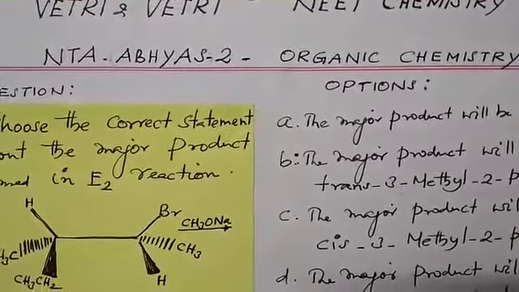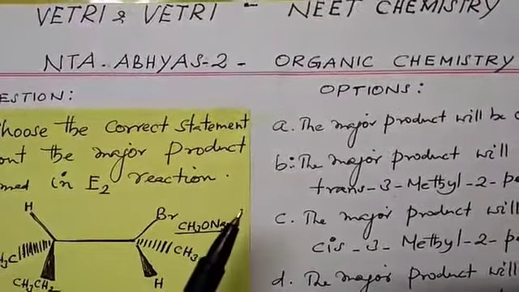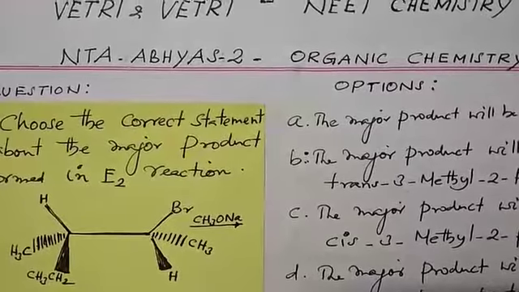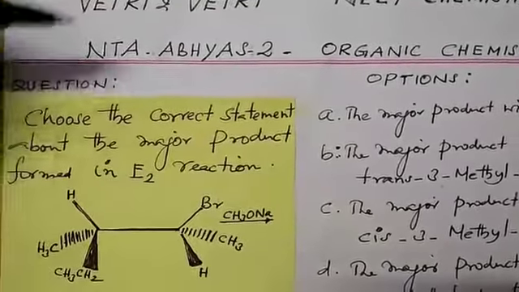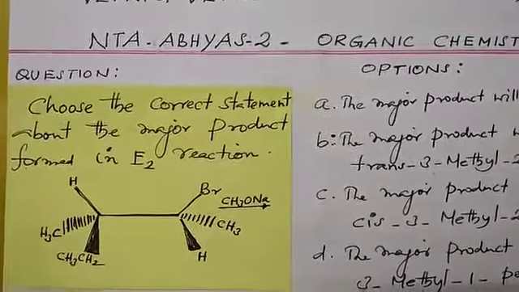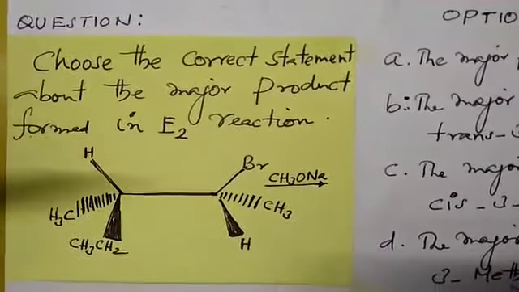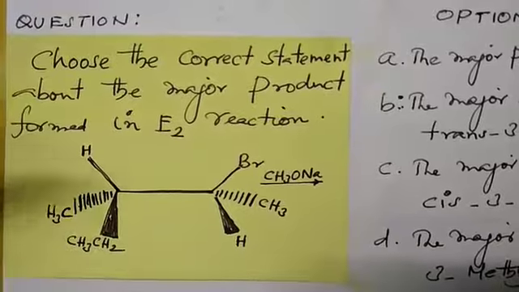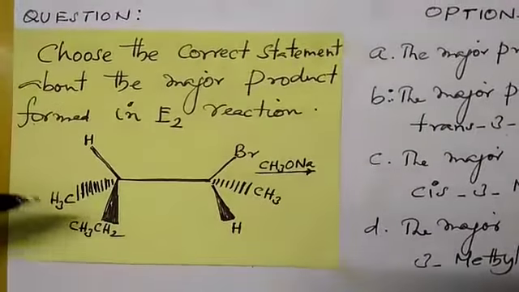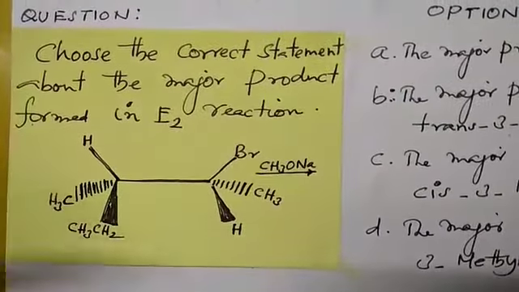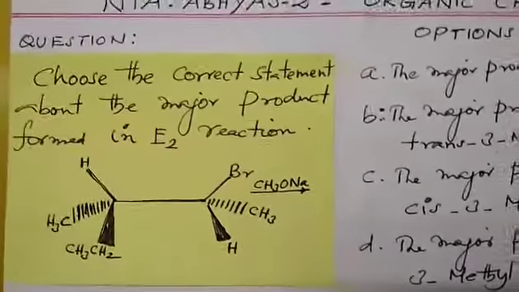Today I am going to give one video related to organic chemistry. This is the question I am selecting from the NTA Abhyas-2. Now let us see the first question. Choose the correct statement about the major product formed in the E2 reaction of this reactant. Now the options are here.